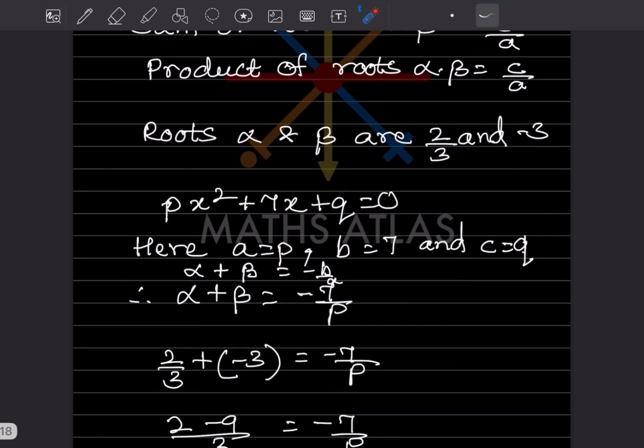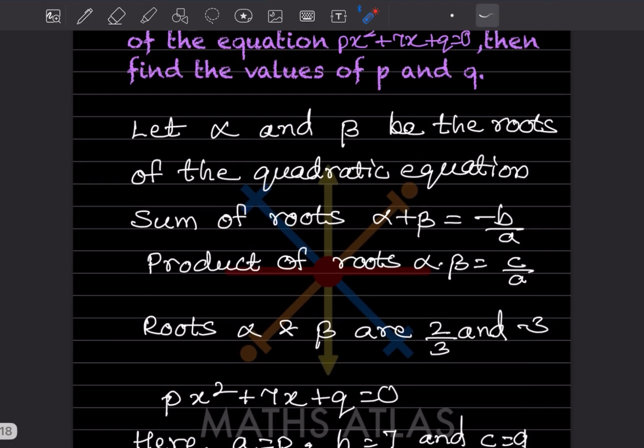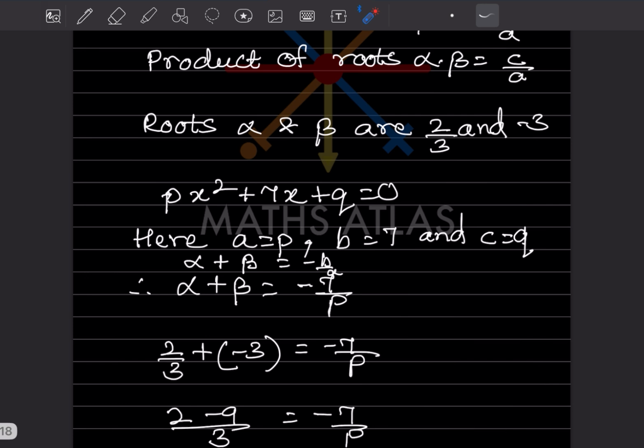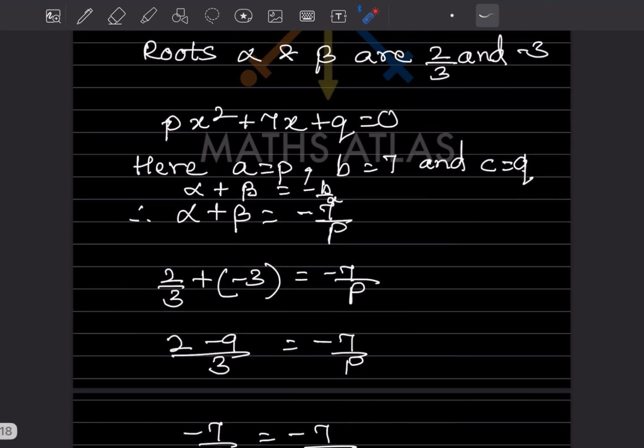Now we know this is given as 2 by 3 and minus 3. So we can write here in place of this, alpha is 2 by 3 and beta is minus 3. So here 2 by 3 and here minus 3, and this will be as it is. Now when you solve this part, you will take the LCM, because your LCM will be 3, because here is 3. So here also you are going to multiply by 3.